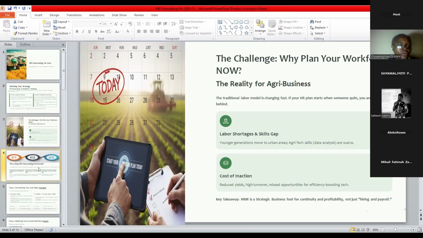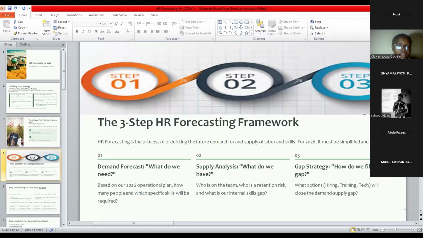Today, I bring to us a 3-step HR forecasting framework. If somebody is following, kindly let me know that you are still following me and you are not tired from what happened on the farm today. Just show me an emoji that you are still hearing me and still with me. Thank you, thank you, everyone.